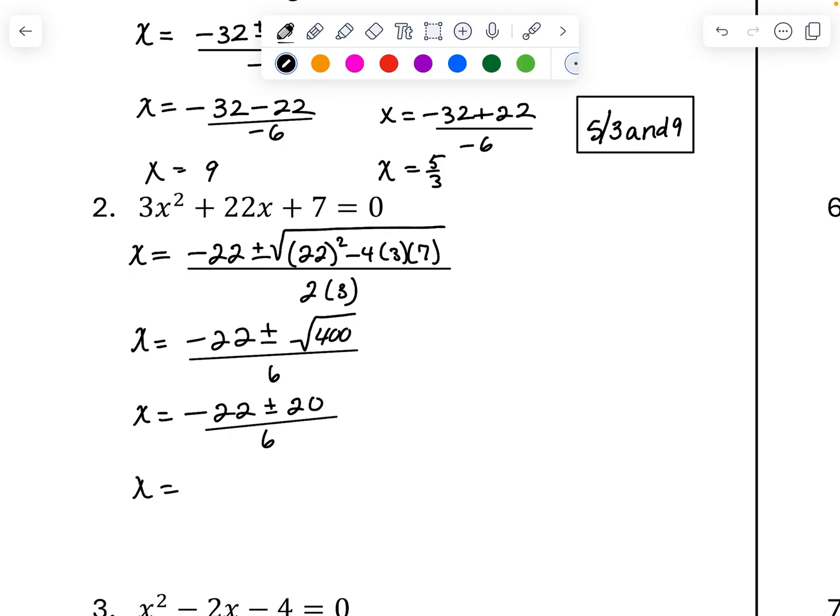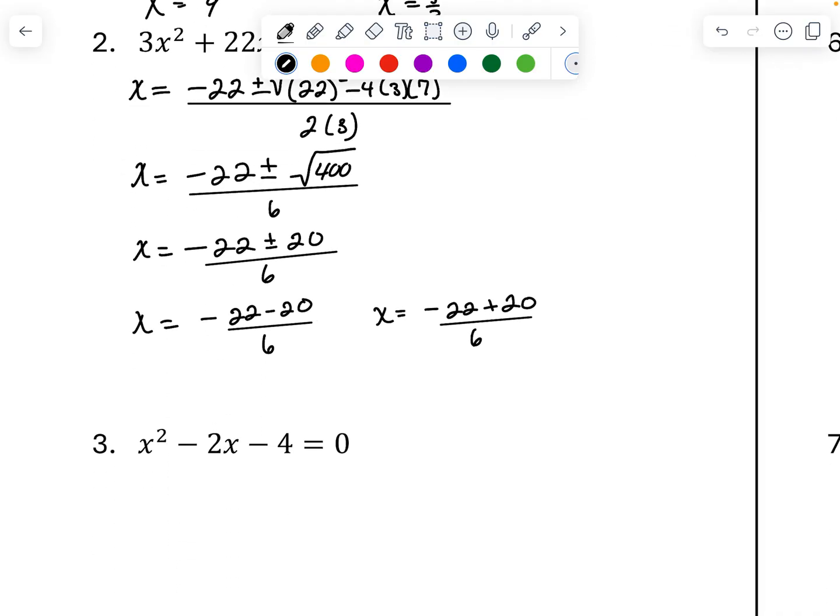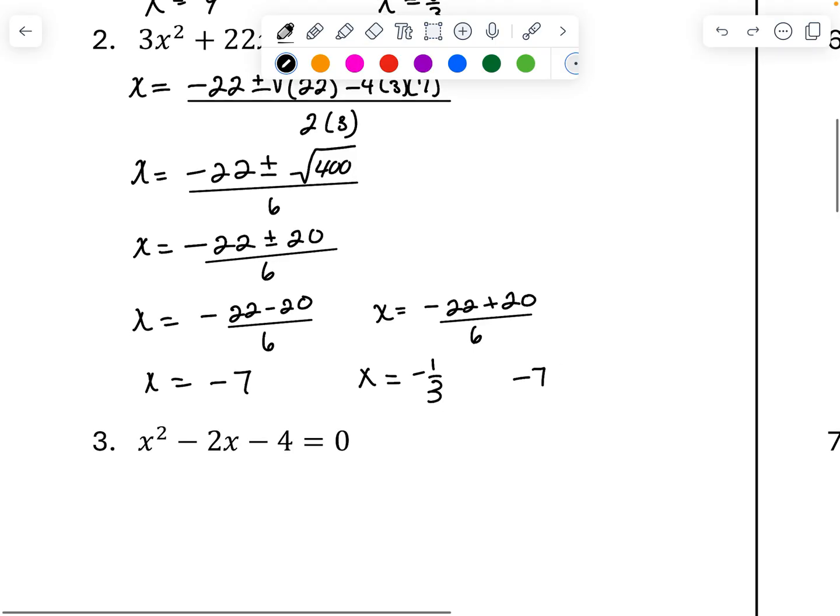Okay, so x equals negative 22 minus 20 divided by 6, and x equals negative 22 plus 20 divided by 6. Oh, I have some of these that don't come out to be whole numbers, maybe the next one. x equals negative 42 over 6, which is negative 7. And x equals negative 1/3. So our answers are negative 7 and negative 1/3.